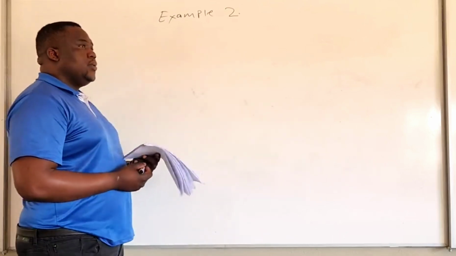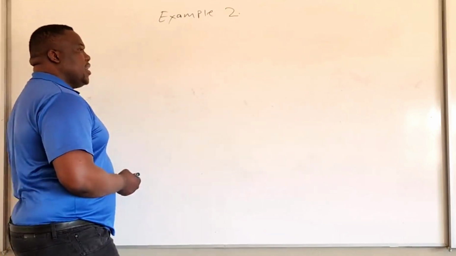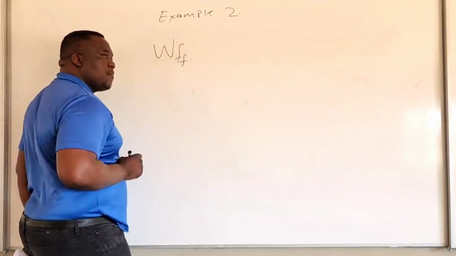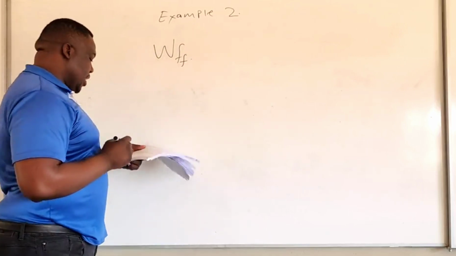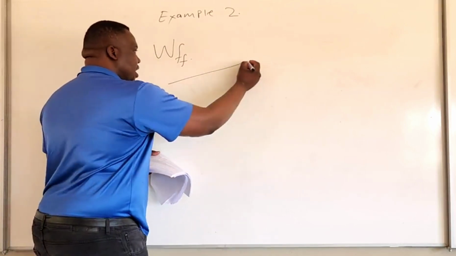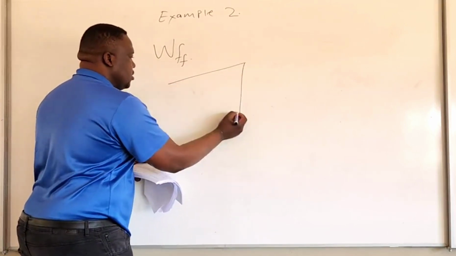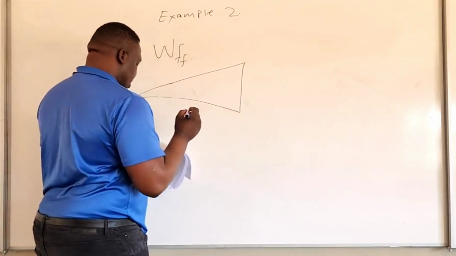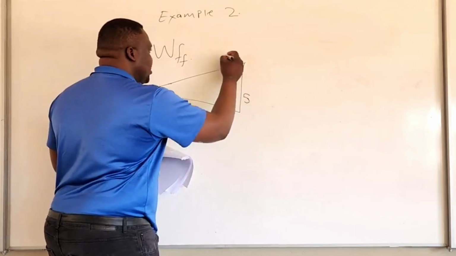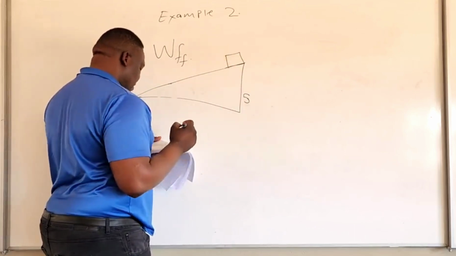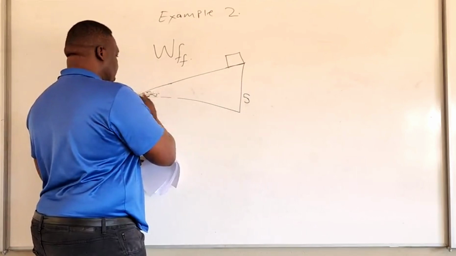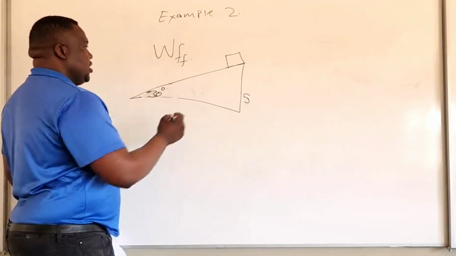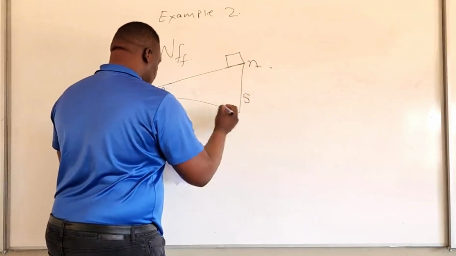Okay. We need to calculate the work done by frictional force. The only problem that we have on the triangle is that we do not have the displacement. We don't have the distance over which the frictional force acted. This is 30 degrees. This is point A. And this is point B.